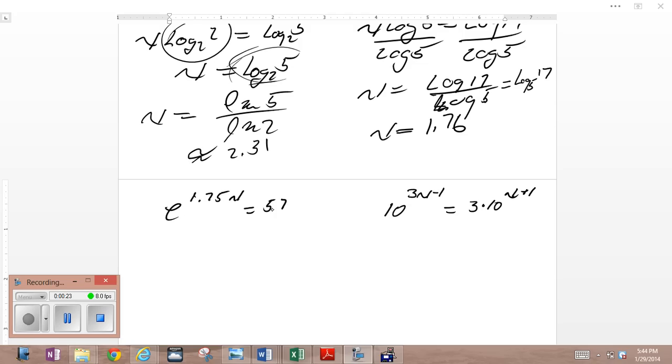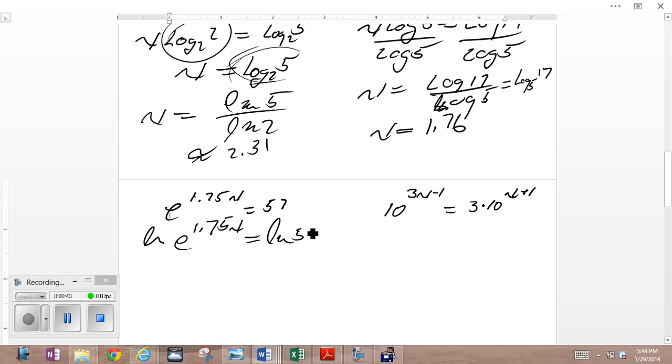All right, what's x? Obviously we have to take the log of both sides. Now, since this is base e, might as well take the natural log. So I'm going to take the natural log of e to the 1.75x power and the natural log of 57. I'm going to invoke the power rule now, and I say 1.75x times the natural log of e, which we should identify as 1, equals the natural log of 57. 57, not 56.